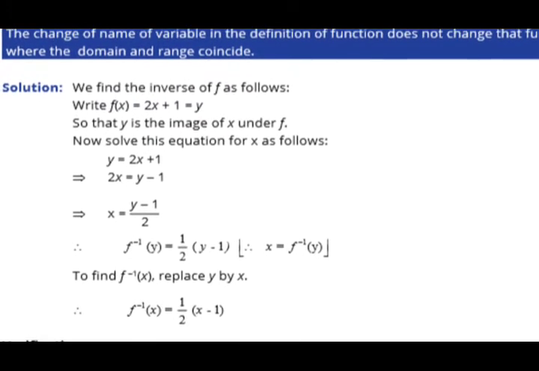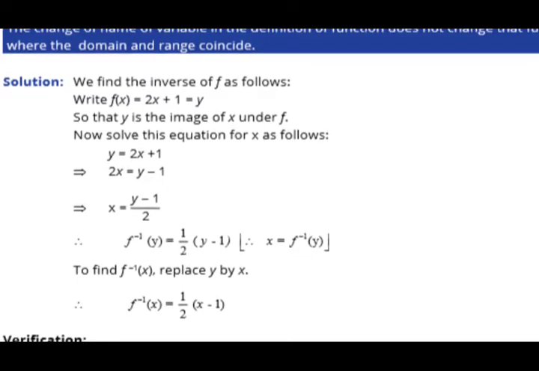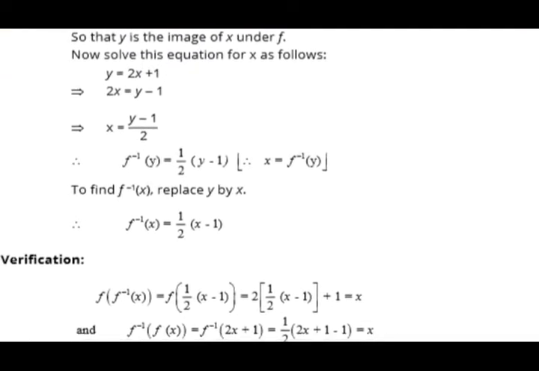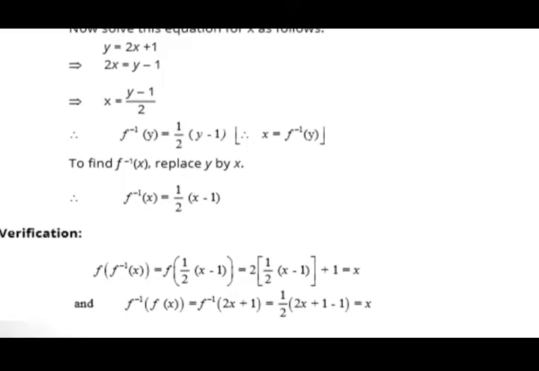This is the original way to find the inverse. We place f of x equal to y, then we find the value of x. Here we have y is equal to 2x plus 1. We move plus 1 to the left hand side, giving y minus 1, and then divide by 2. Now we get the value of x, and this value is named f inverse of y.